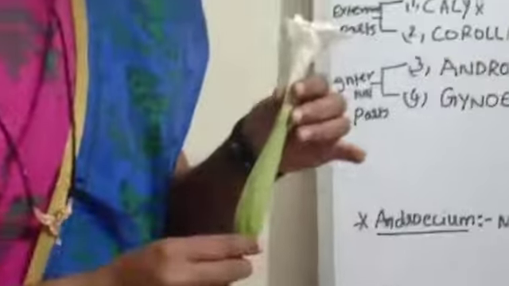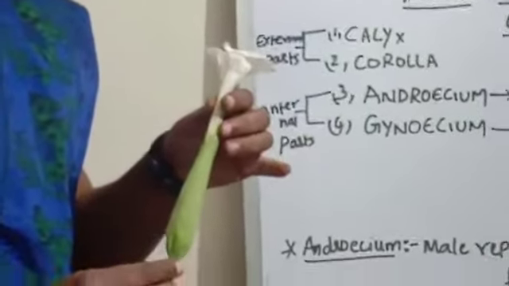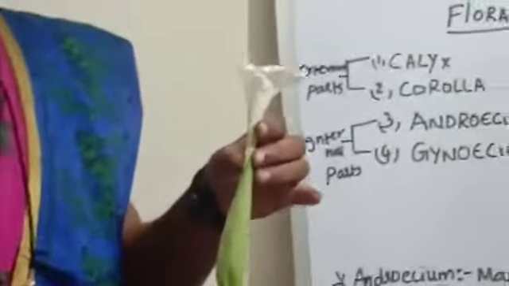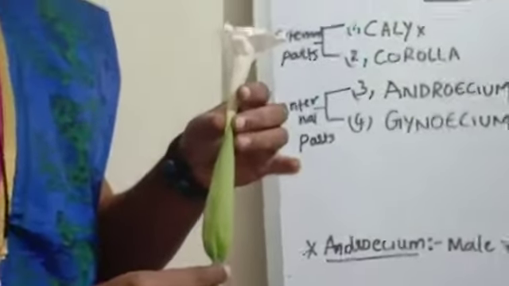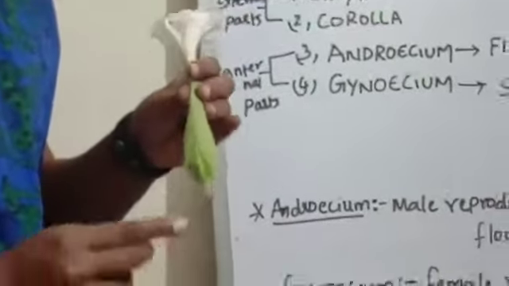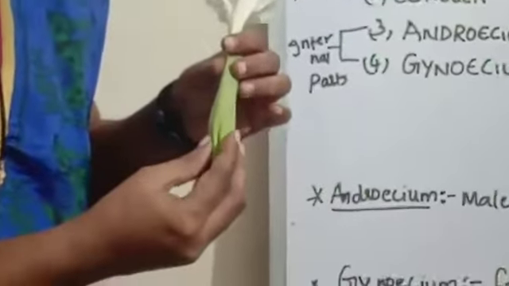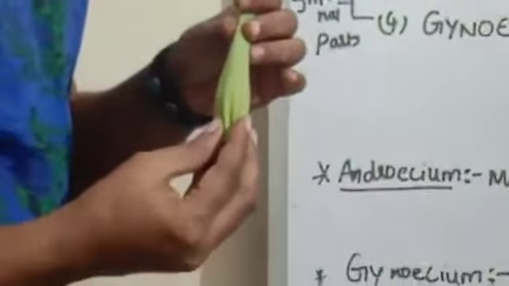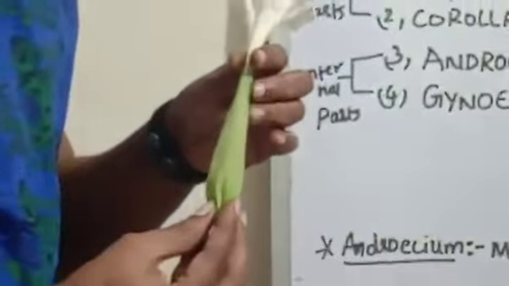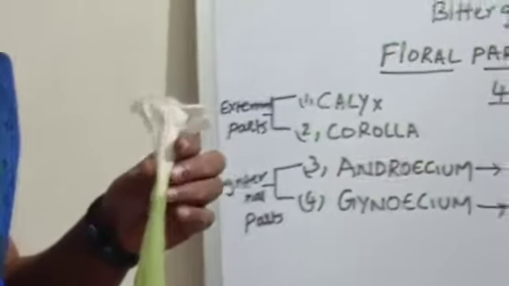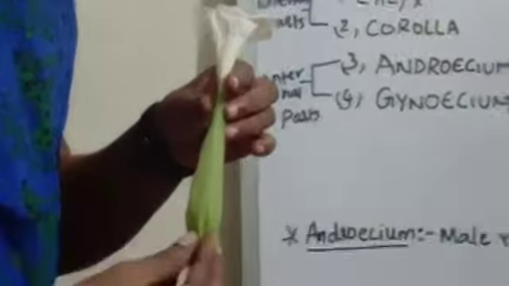Now, I took a datura flower to explain the floral parts because the datura flower is a bisexual flower. It contains both male and female reproductive parts. This one is the stalk and this bulged portion of the flower is called the thalamus. Thalamus is the portion where the floral parts are seated.